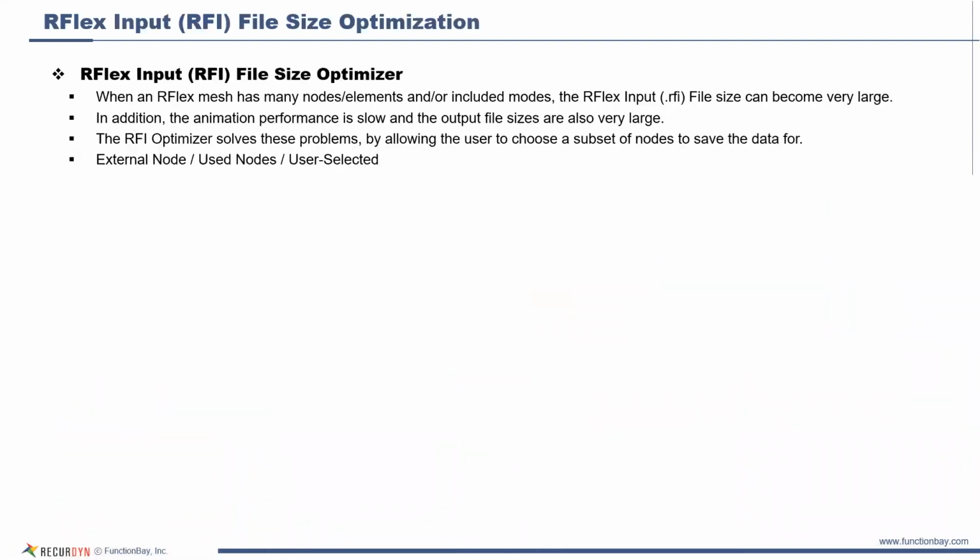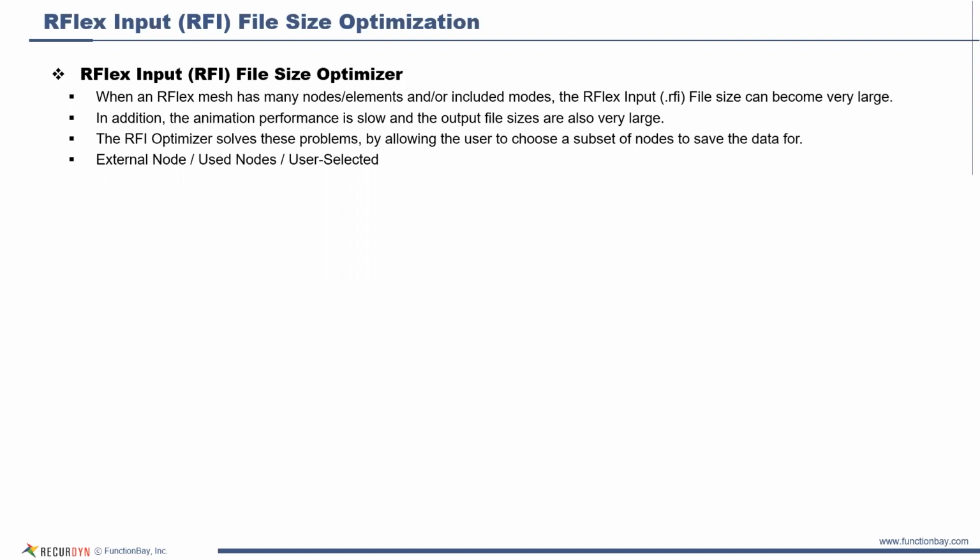There have also been enhancements to the RFlex input files. There are some features to optimize the file size. Often if you have a very complex mesh representing your RFlex body that has many nodes and elements, or also includes modes, then the R5 file can be very large. In addition to the file size problem, there are also animation performance issues where the animation is a little bit slow.